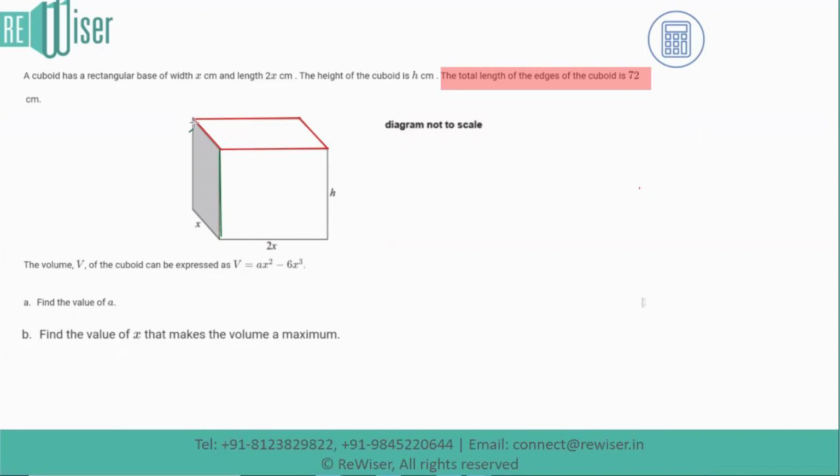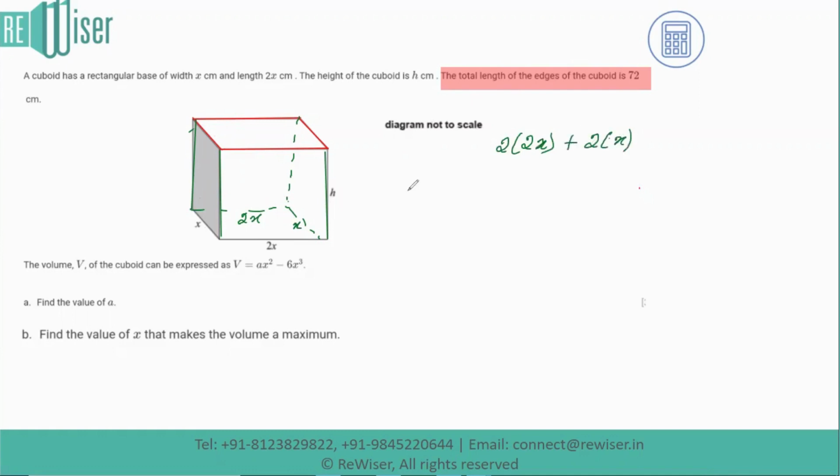So 1, 2, 3, and of course there will be one more, something like this. So this is what is meant by the total length of the edges of the cuboid. If I talk about the base, this is going to be 2x, and this is going to be x as well. So I can say it's basically 2 times 2x plus 2 times x.